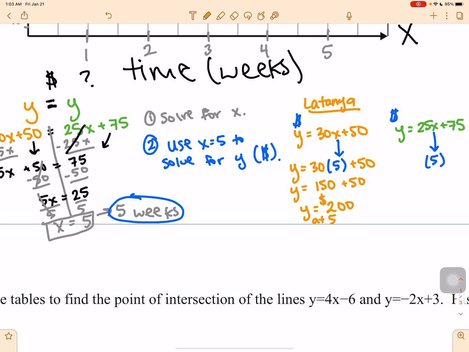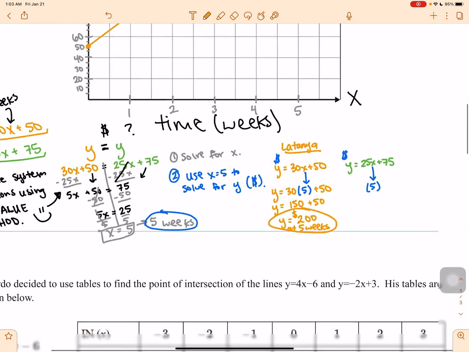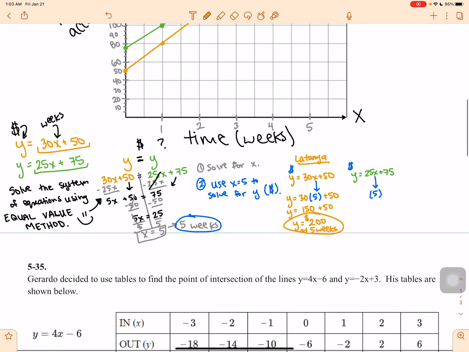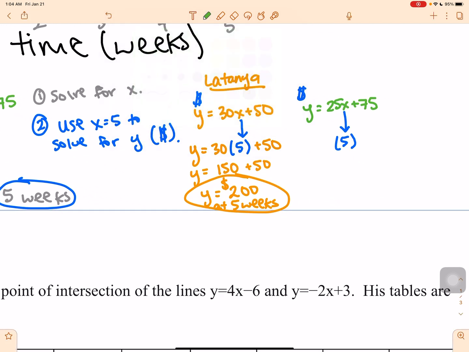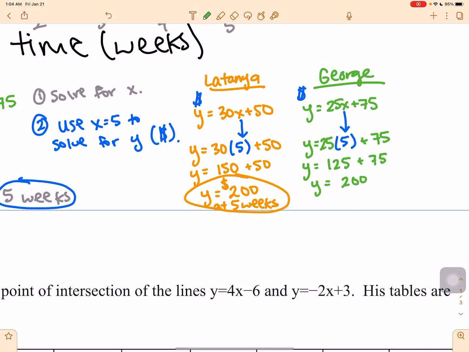$200 at 5 weeks is what that's telling us right there. Which we knew, right? If you look back at our solution, it was 5 weeks, $200. So this is just another method you can use. Now for George, if we plug in 5 for the weeks, 25 times the weeks plus 75, 25 times 5 is 125, plus 75 is 200. So same exact thing for George, $200 at 5 weeks.